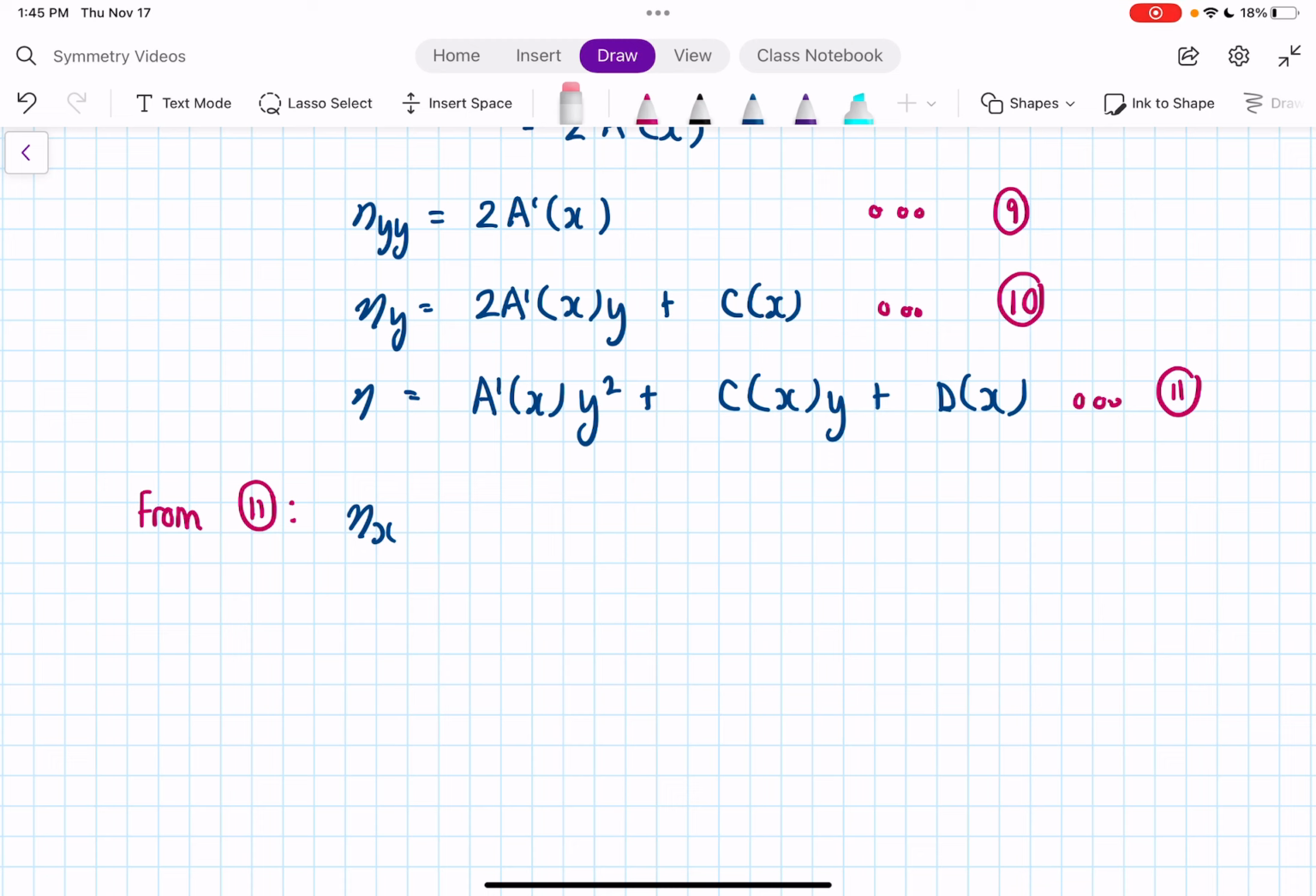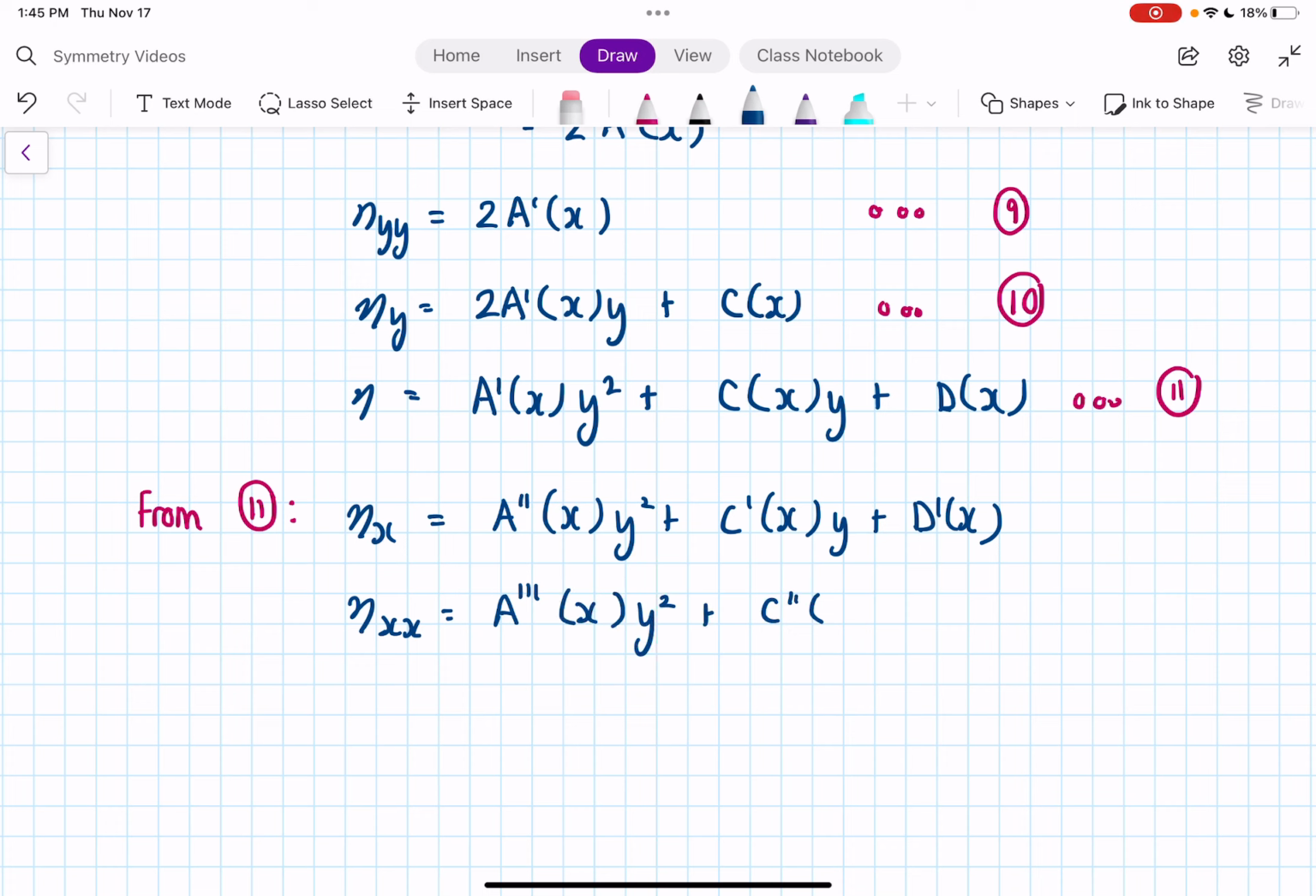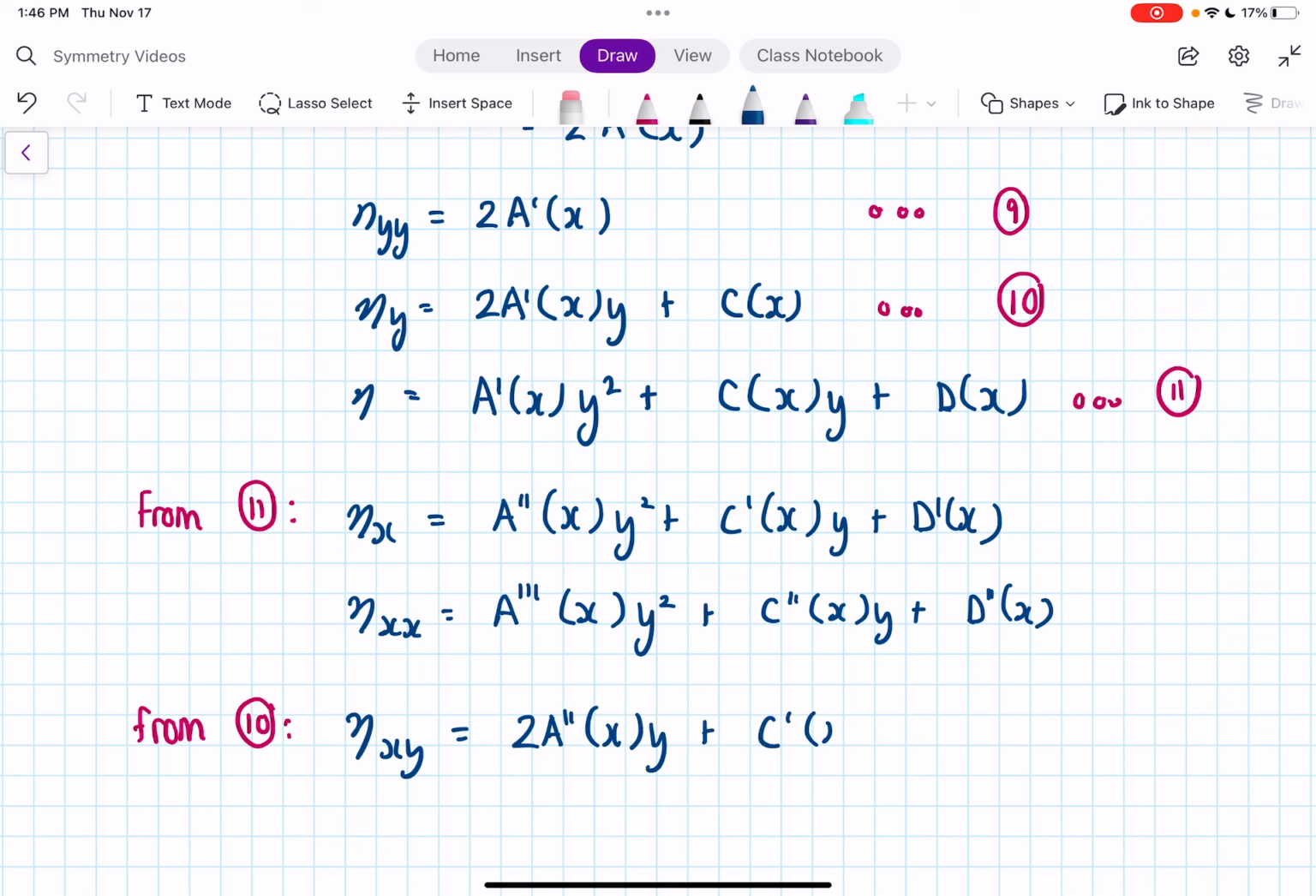So if I differentiate once in terms of x, I'm going to get... And then if I go twice, and then we will also, from 10, if I just take 10 and I differentiate with respect to x, okay, so that's what I'm going to have.